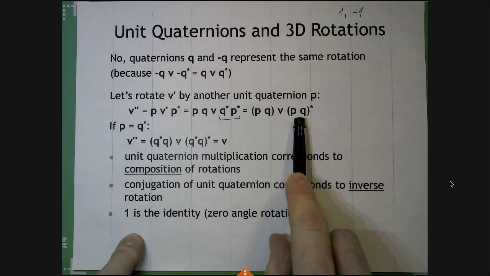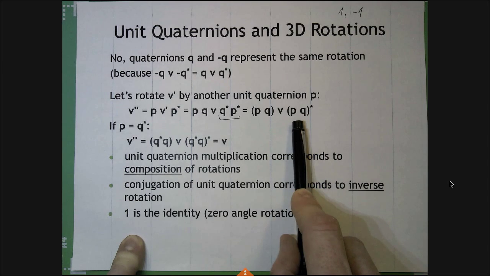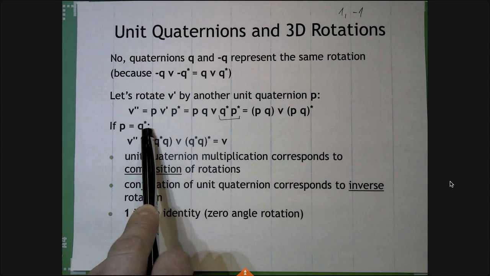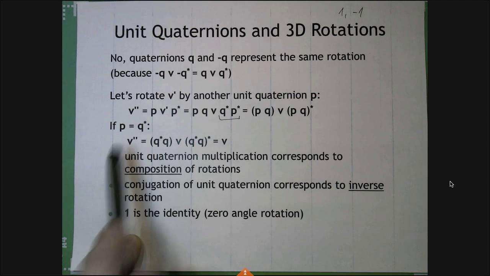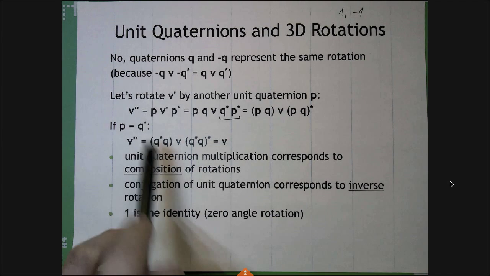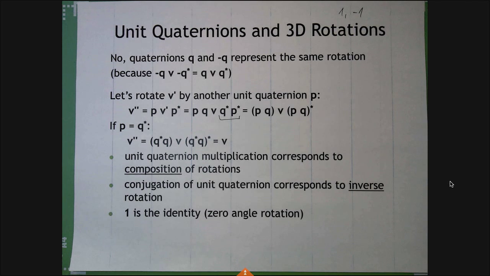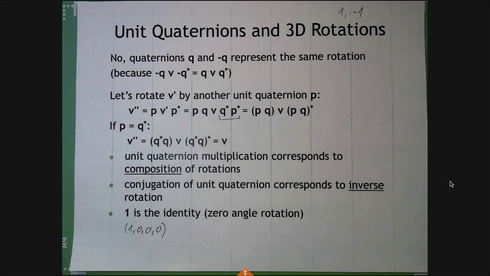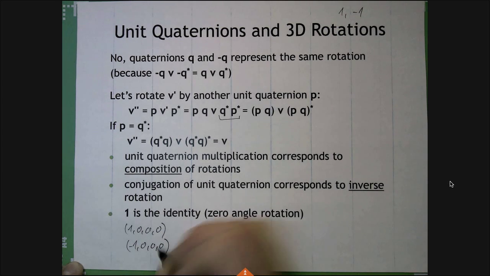So in other words, P times Q, or the quaternion multiplication, gives a quaternion that corresponds to the composed rotation. If instead of P I put there Q conjugate and Q is unit, I will see that this disappears, and from this I can conclude that the conjugation gives me inverse rotation. If the quaternion is unit, then Q conjugate corresponds to inverse rotation. I guess that's what's written here. And of course, 1, again understood as a quaternion, so 1, 0, 0, 0, corresponds to identity. And so does, by the way, minus 1, 0, 0, 0, like we wrote here.